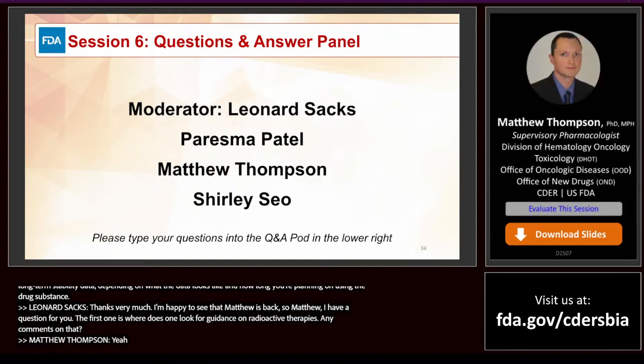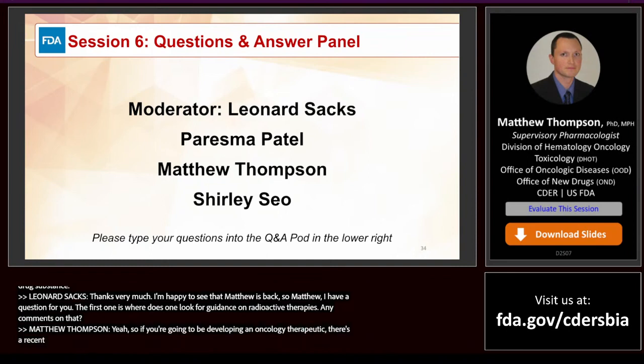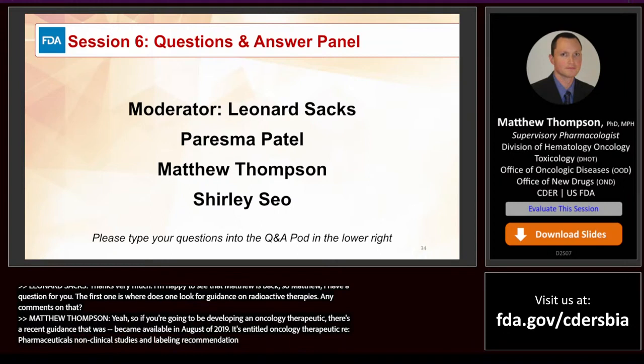Yeah, so if you're going to be developing an oncology therapeutic, there's a recent guidance that became available in August of 2019. It's entitled Oncology Therapeutic Radiopharmaceuticals, Non-Clinical Studies, and Labeling Recommendations, and that's available on the FDA website.